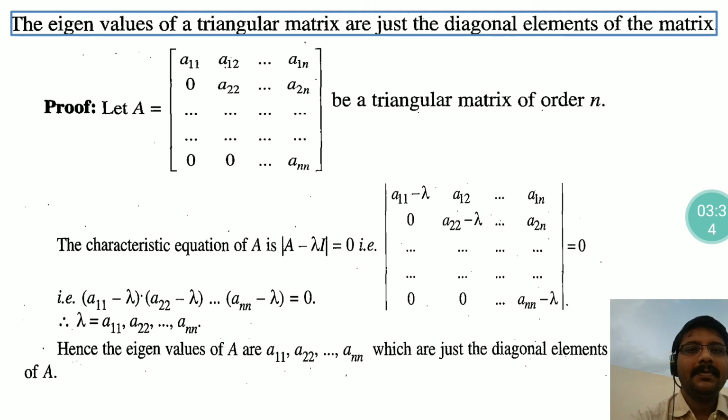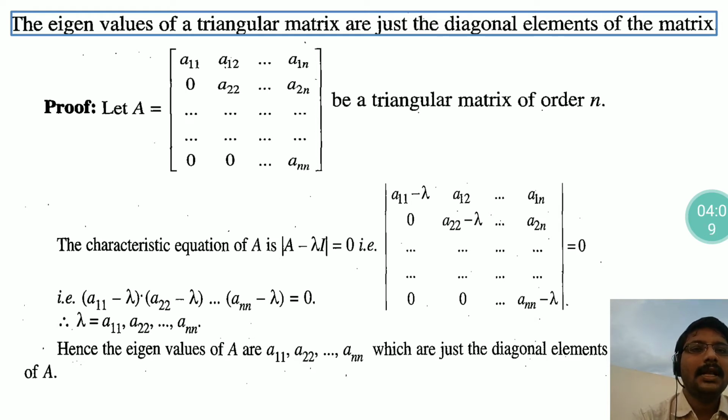Now another property: the eigenvalues of a triangular matrix are just the diagonal elements of the matrix. Triangular matrix means it is either upper triangular or lower triangular. Upper triangular means the elements below the principal diagonal are zeros. If the elements above the principal diagonal are zeros, then it is called lower triangular.